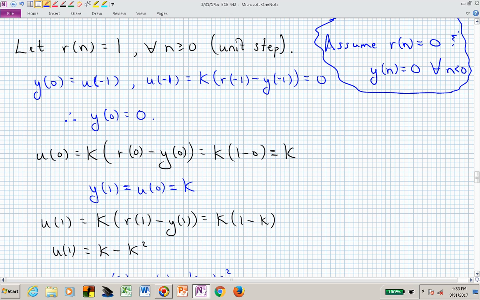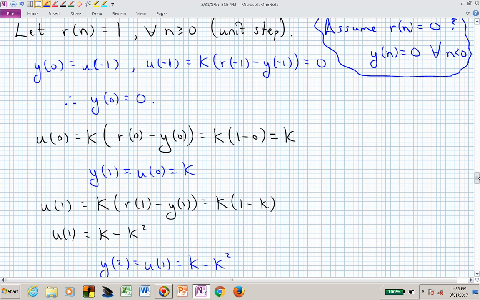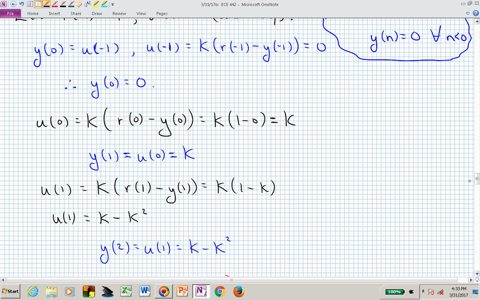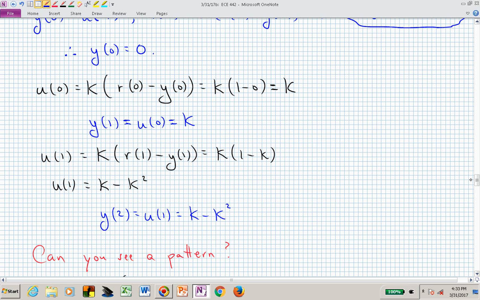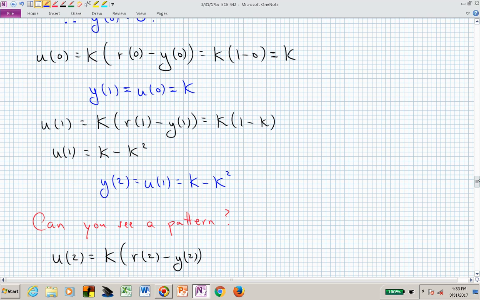And now what do we do? Well, now we know what y of 2 is. Y of 2 is u of 1. So y of 2 is k minus k squared. Y of 0 was 0. Y of 1 was k. Now we're at k minus k squared. And maybe you can start to see a pattern. Maybe not. Let's go one more step.